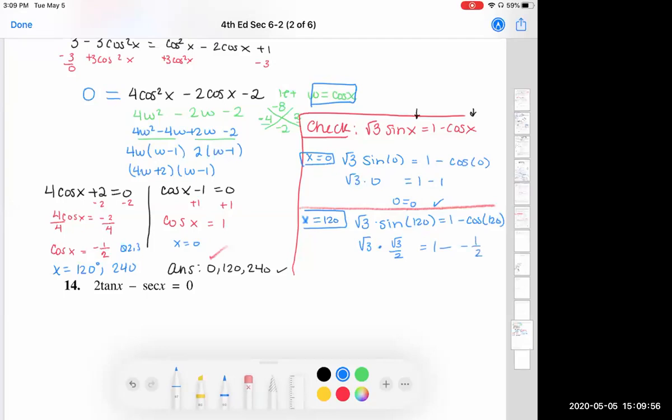All right, let's see what we get. Square root of 3 times square root of 3 over 2 gives me 3 over 2. And 1 minus a negative 1/2. Remember to add them if they're opposite signs. So I can think of this as 1 over 1. Get a common denominator, we get 3 over 2. Cool. This one checks out too.